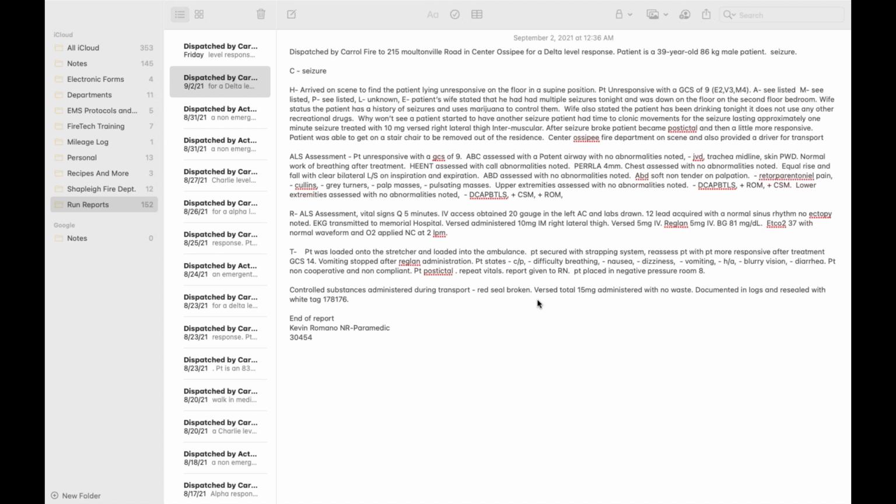You have an ALS assessment, vital signs. I put down vital signs Q5, IV is obtained, 20 gauge left AC, labs drawn, 12 lead acquired with a normal sinus rhythm, no ectopy, EKG transmitted to Memorial Hospital, Versed administered. And then you can see down on the transport here, reassessment was done, patient more responsive after treatment. GCS score went up to a 14 versus a 9. It's still altered, but again, vomiting stopped after given Reglan, and the seizures stopped after Versed. Patient was postictal. So this is kind of how it works. And it said report given to RN and placed in negative pressure room 8.